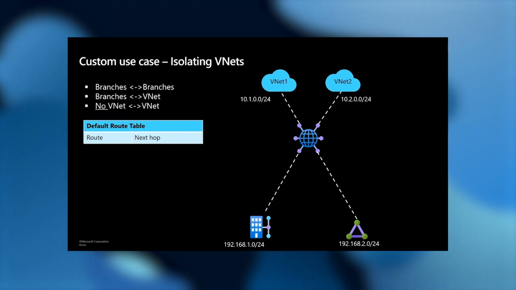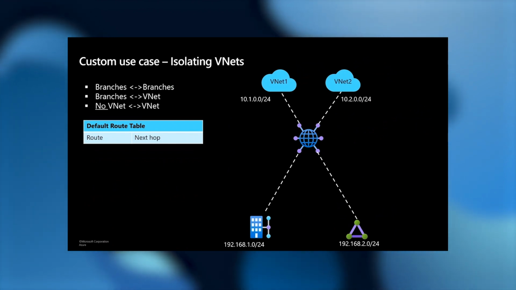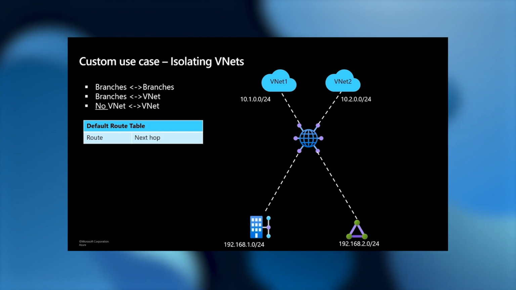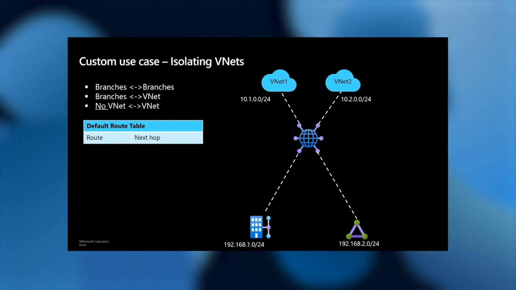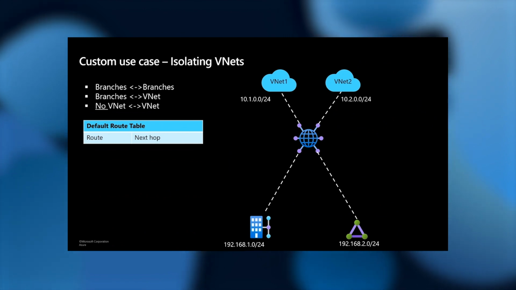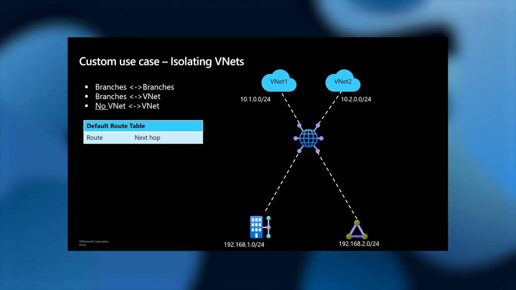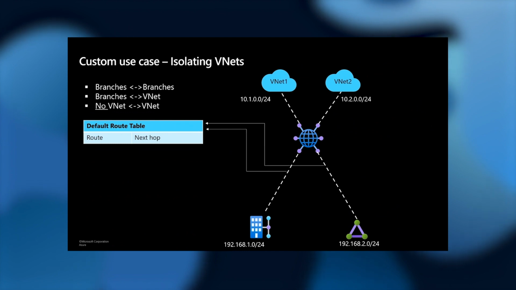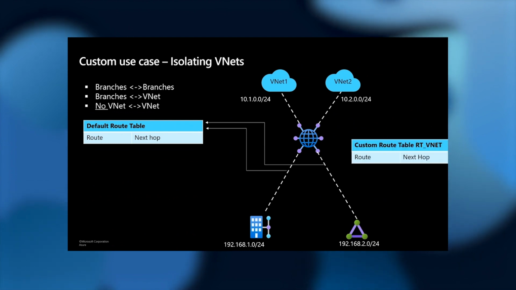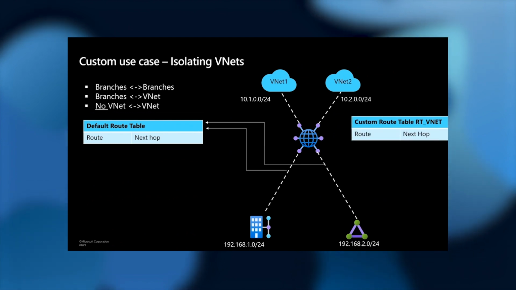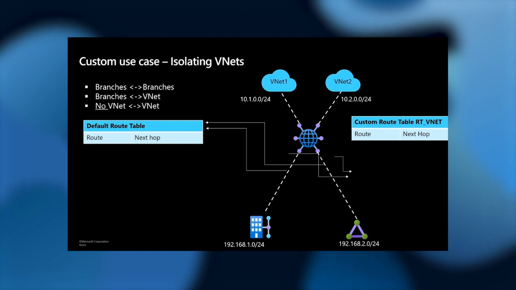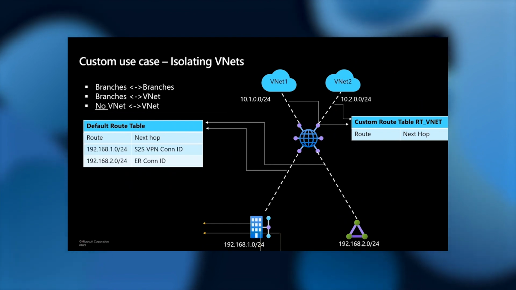Now let's look at how you isolate VNets. So in this use case, you basically have two VNets and some branches, and you want the branches to be able to connect to each other, the branches to be able to reach VNets, but the VNets need to be isolated. So let's start with the default route table. The branches associate to the default route table. And because we want to isolate VNets, we want to customize how the traffic flows. So we will create a custom route table. In this case, we have created RT VNet. The VNets are associated to it.